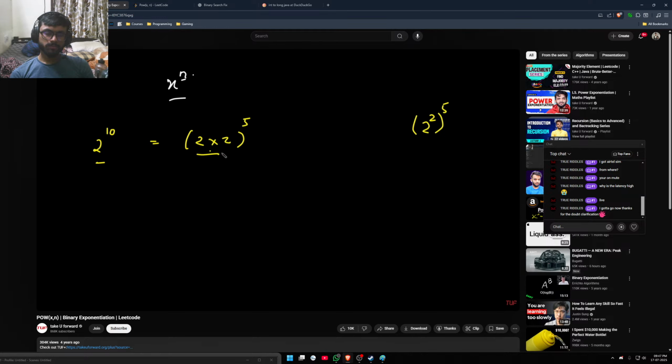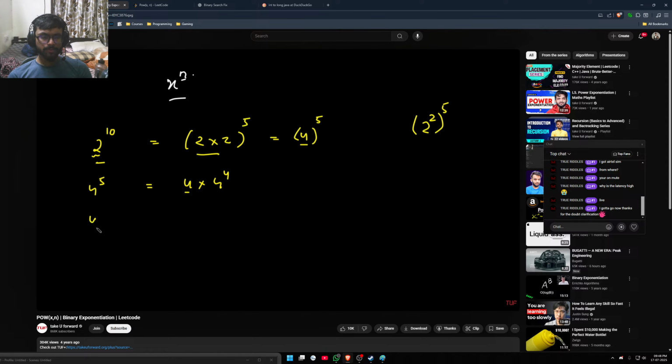Now at the next step, we can write it as 4 to the power 5. So basically we see something. Initially our x was 2. So our x got multiplied with itself and our power got divided by 2. That is, it became 5. Now at the next step, you're going to find 4 to the power 5. Now how can you find 4 to the power 5? To find 4 to the power 5, you write 4 into 4 to the power 4. Basically, you take one of the x outside. Now you know it's 4 into 4 to the power 4.